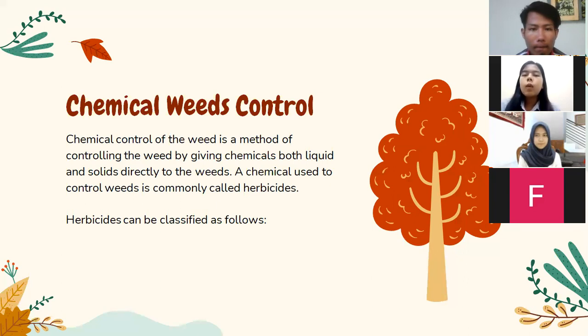And then our last material is chemical weed control. Chemical control of weeds is a method of controlling weeds by giving chemicals, both liquid and solid, directly to the weeds. A chemical used to control weeds is commonly called herbicide. Herbicides can be classified as follows.